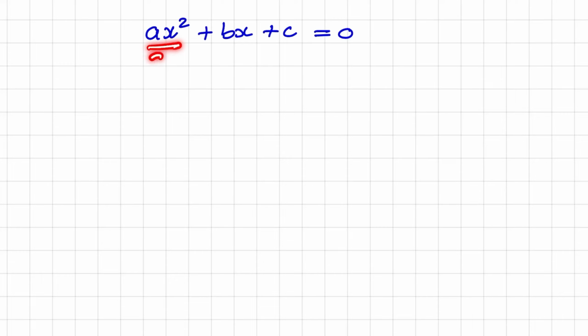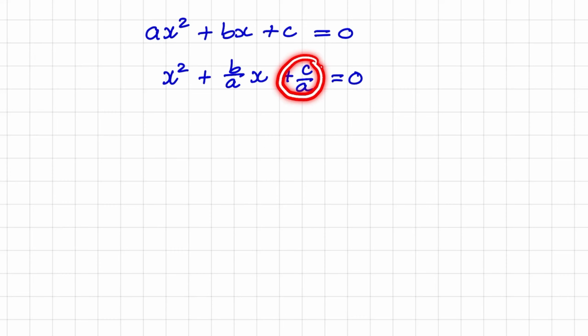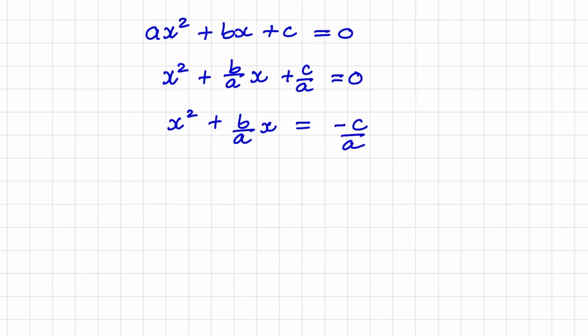So first, I will get rid of the a in front of the x squared. So I'll divide everywhere by a. And that leads to x squared plus b over a times x plus c over a equal to 0. Next, I will simplify this expression by moving the c over a to the right-hand side. So I'll have x squared plus b over a times x is equal to minus c over a.